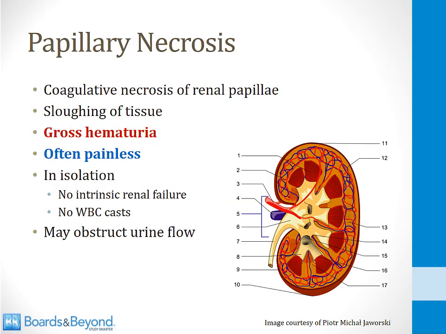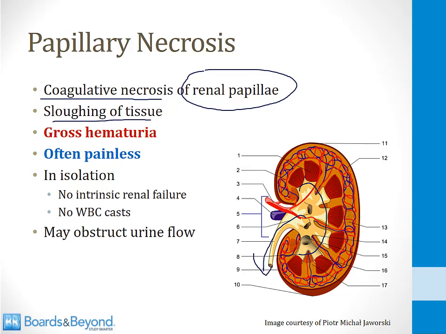Papillary necrosis refers to coagulative necrosis of the renal papillae. The renal papillae are this portion of the kidney that I'm marking with my pen. This is where the pyramids empty urine into the collecting system for passage on to the ureter. When this happens, this leads to sloughing of tissue and gross hematuria that is often painless. And the word gross is very important here.